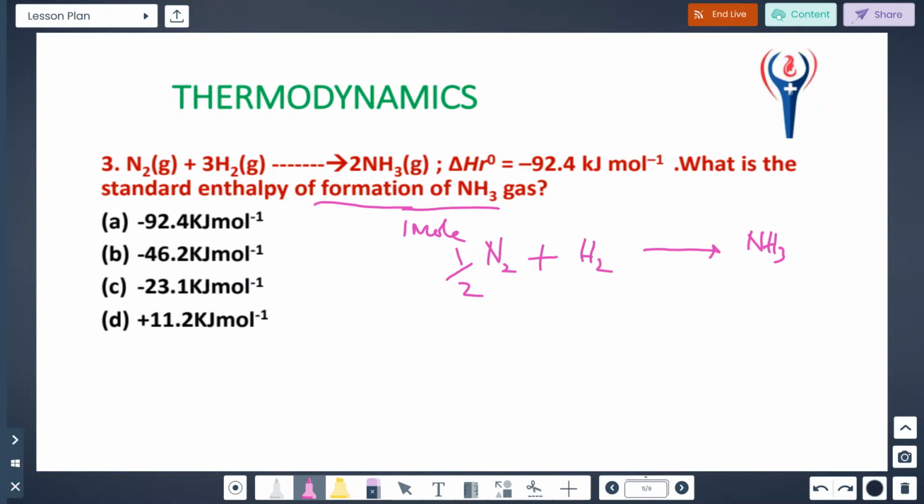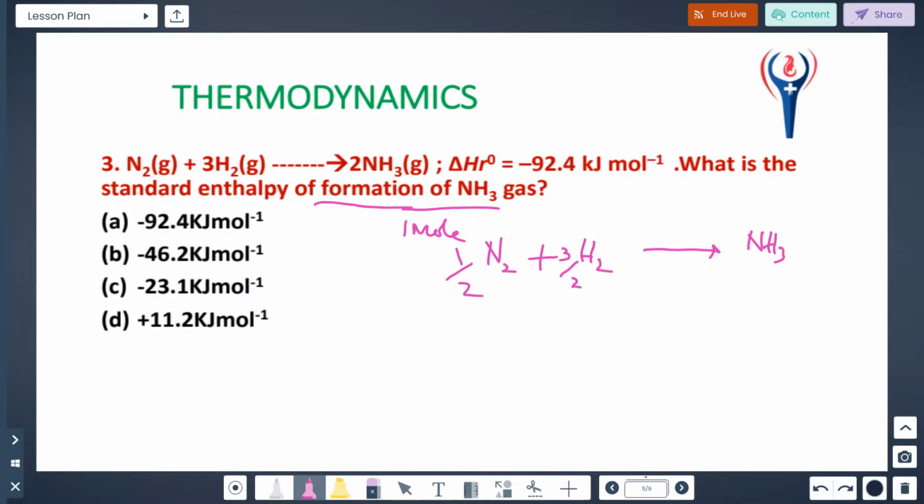Here 3 hydrogen is present, so we should put 3 by 2. We multiply 3 by 2 into 2, the 2 cancels, we have 3 hydrogen. So half mole of nitrogen and 1.5 mole of hydrogen to get 1 mole of ammonia. So this is a way to find out, understood? Formation means we want to prepare only 1 mole of ammonia. That's the question.